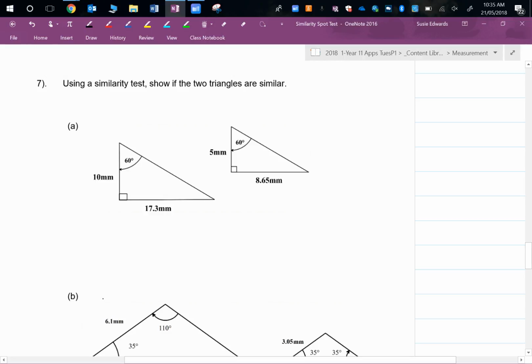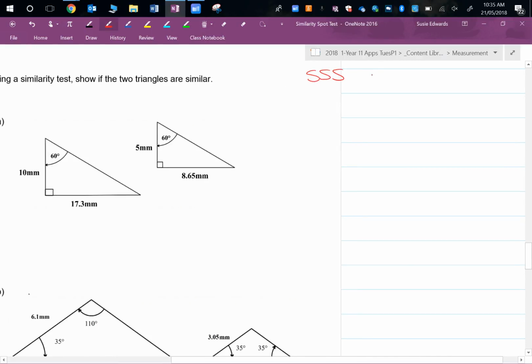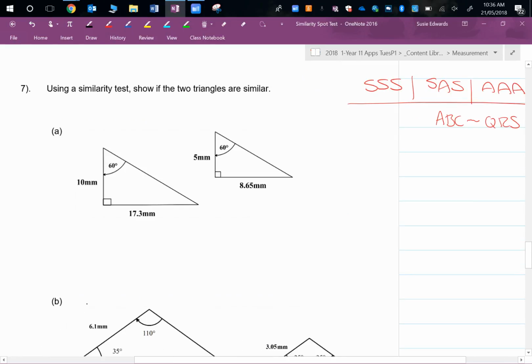All right, you are expected to know similarity tests. What are the 3 similarity tests we use? SSS, SAS, and AAA. They are the 3 rules to show similarity. What's the symbol for similarity? You need to know this too. The little squiggly lines. So if I said ABC is this to QRS, it's saying that they are similar triangles.